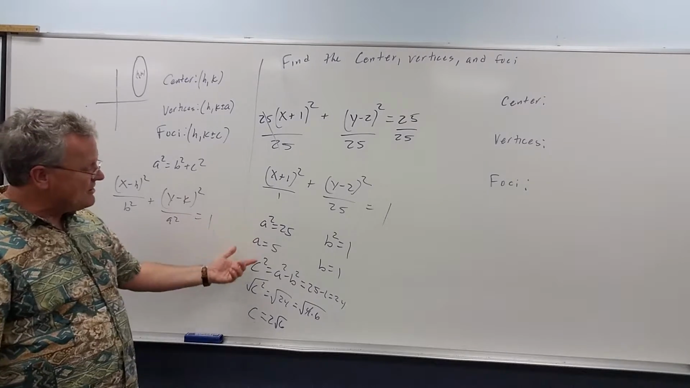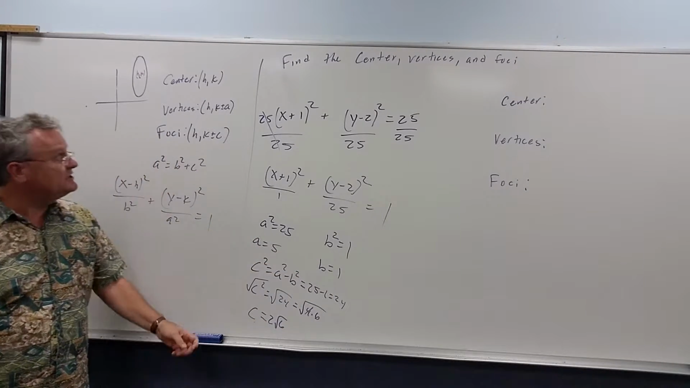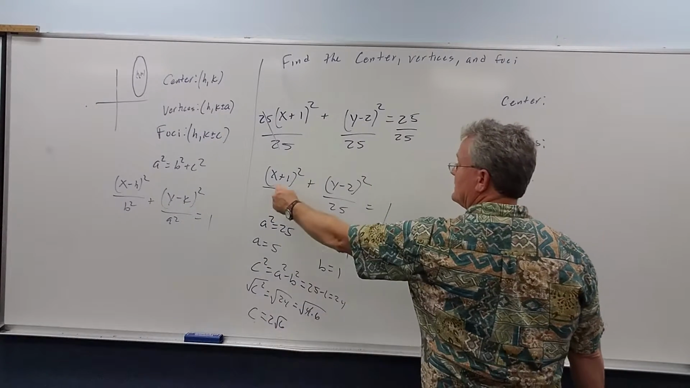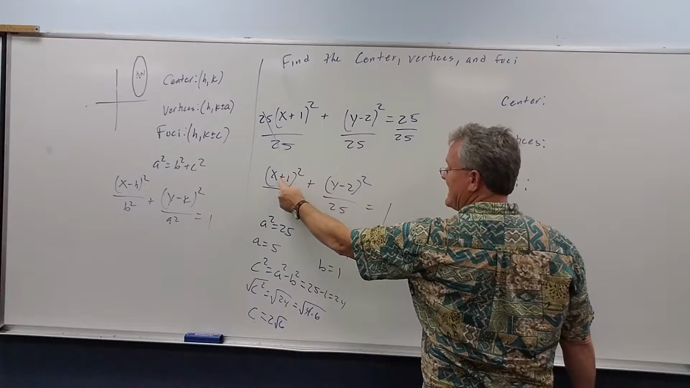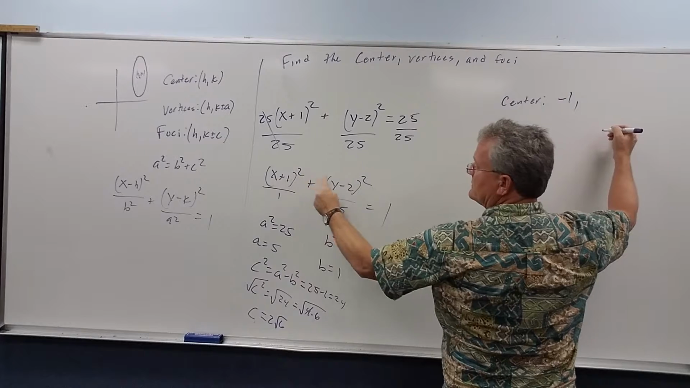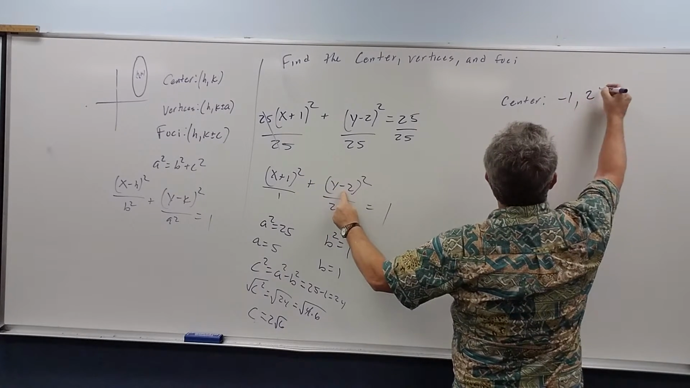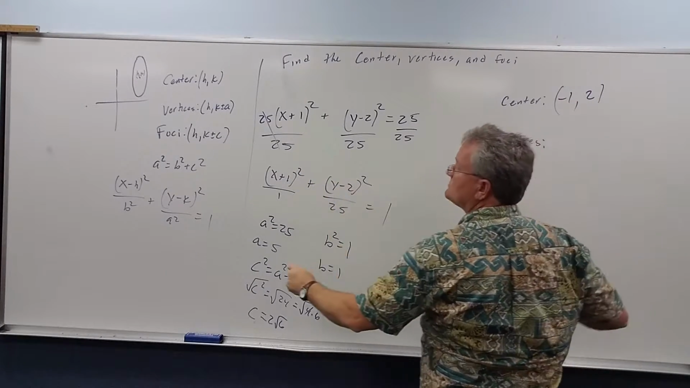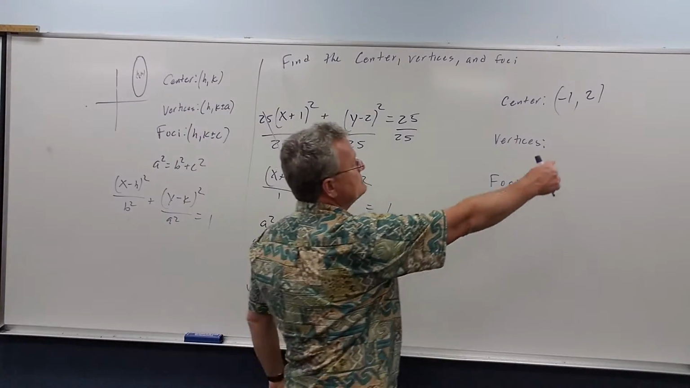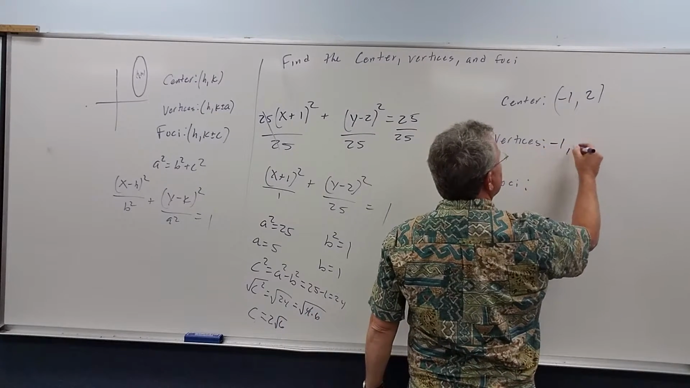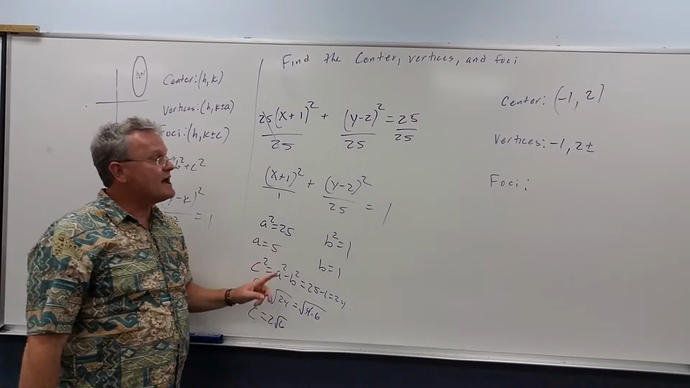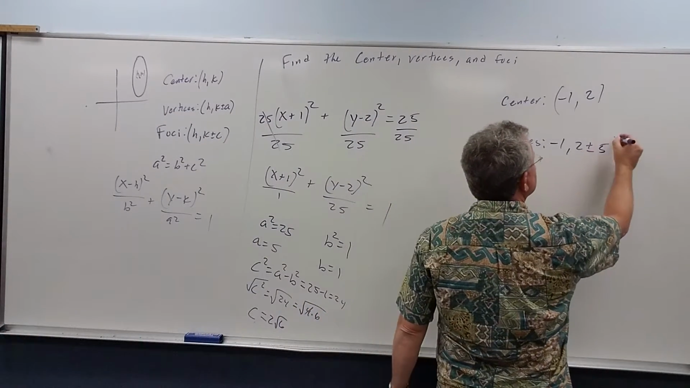Now that we know our values of a, b, and c, we can answer all these questions. The center: x minus h, the opposite, we get the center is -1, and k is +2. The vertices: in this case, we add a to the y component, to the 2. So we have (-1, 2 plus and minus a). a is 5. We have 2 plus and minus 5.